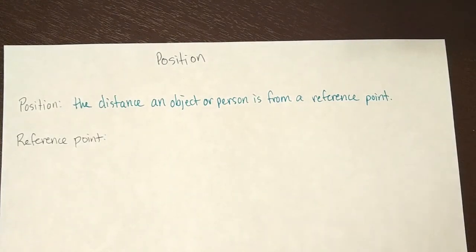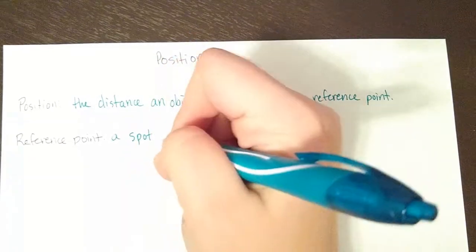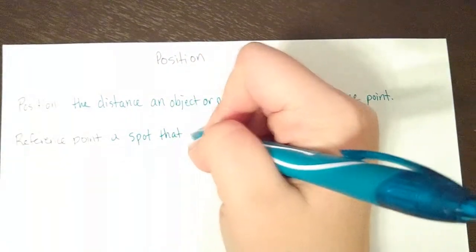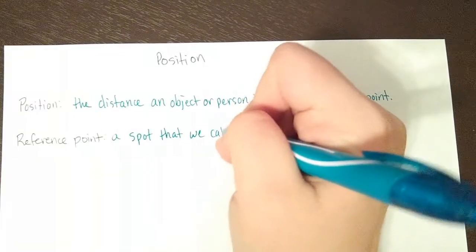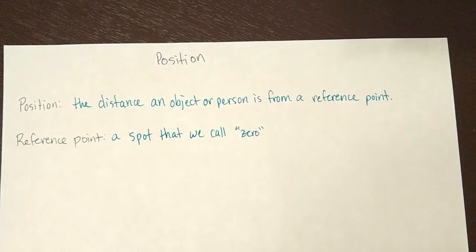And now the question is, what is a reference point? So a reference point can be anything that you want it to be. A reference point is basically a spot that we designate or we call zero when we're talking about position. So, for instance, right now I'm sitting at a desk. My desk could be 0, and I could get up, walk to the other side of the room, and measure my distance from that desk.